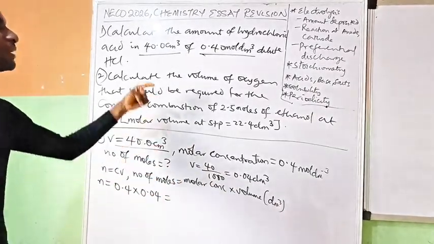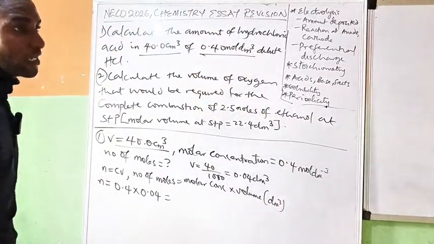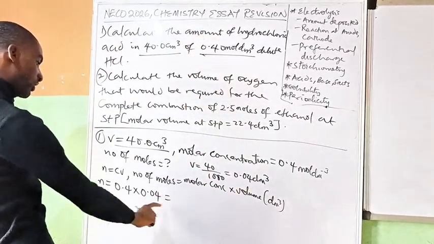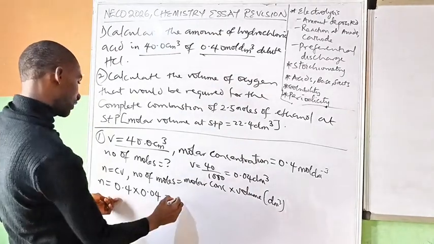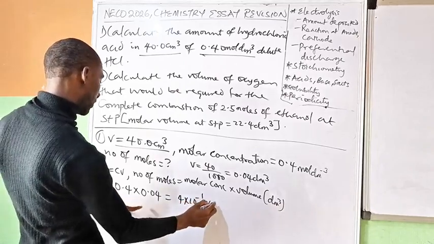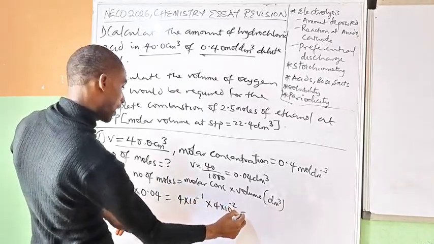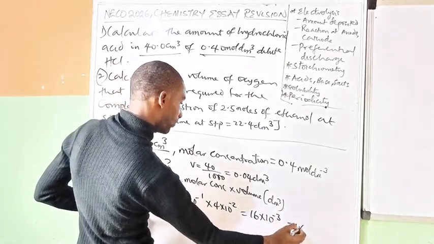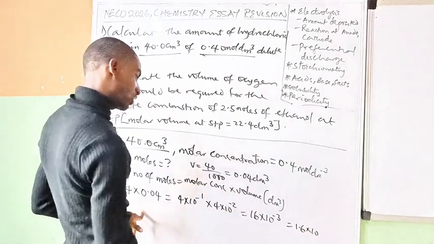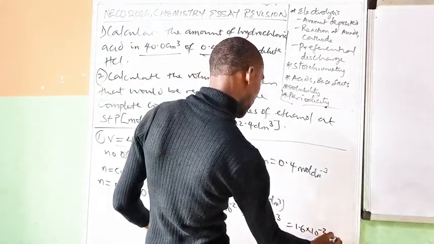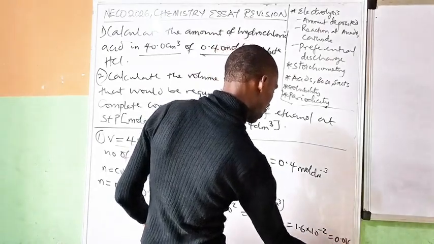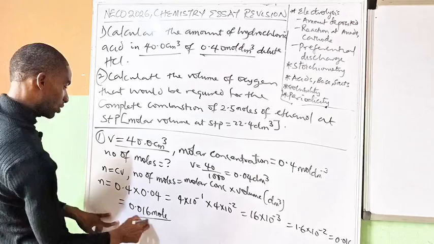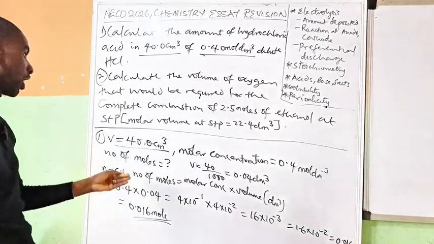But if they now ask you for the mass, but here they are not asking you for the mass. If they were asking for the mass, they would have said, what is the mass? So the amount is the mole. So let's try to multiply this. This is 4 times 10 raised to power minus 1 multiplied by 4 times 10 raised to power minus 2. That's going to be 16 times 10 raised to power minus 3, which is the same as 1.6 times 10 raised to power minus 2, which I can rewrite as 0.016. So the answer is going to be 0.016 mole of HCl.